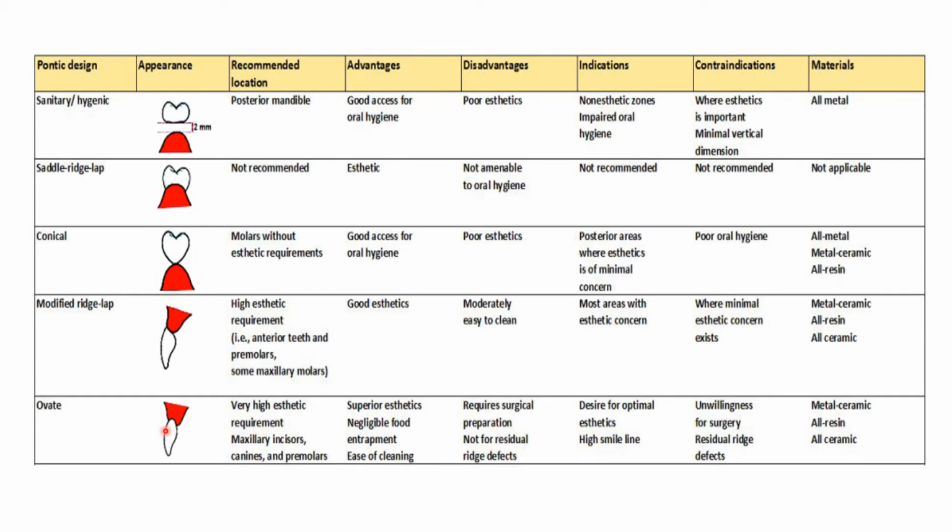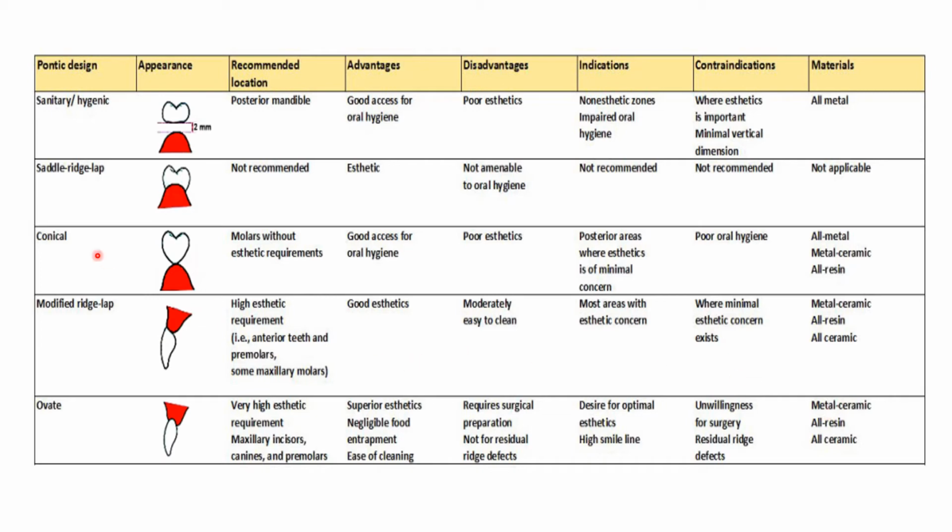So when residual ridge defects are present, in that case you cannot go for the ovate one. Indication is where aesthetics is of importance, like when there is a high smile line, in that case also you can go for ovate. Then contraindication is if the patient is unwilling for surgery, and when there are residual ridge defects. And again, as you are using it in the aesthetic areas, the material you use is metal ceramic, all resins and all ceramic.